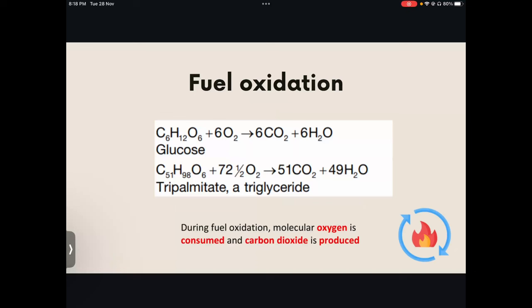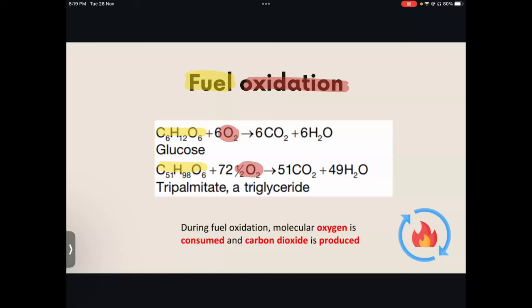Now I know these reactions are reminding you of high school chemistry, and it's like, what is going on here? But don't worry about it. Fuel simply means one of the substrates or nutrients that our body uses to produce ATP or energy. So that could be anything that is in the food that you eat, like glucose or lipids, as in triglyceride here, or proteins or anything.